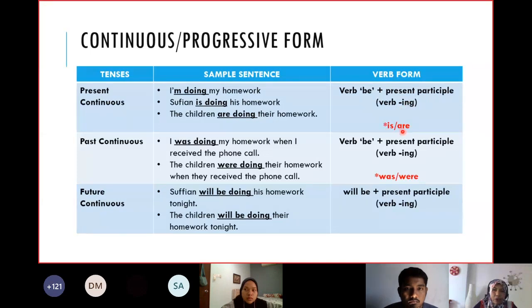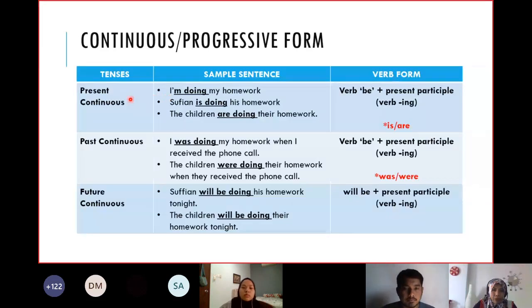Verb be would be is or are. For past continuous, the verb to be would be was or were. And same thing, present participle. So the reason I lump this together is because it's much easier, inshallah, for us to remember. Continuous means the verb with an ing. Okay? To form present or past continuous, it has to be verb to be. If it's present, it's is, are. If it's past, it's was, were plus present participle, meaning verb in ing.